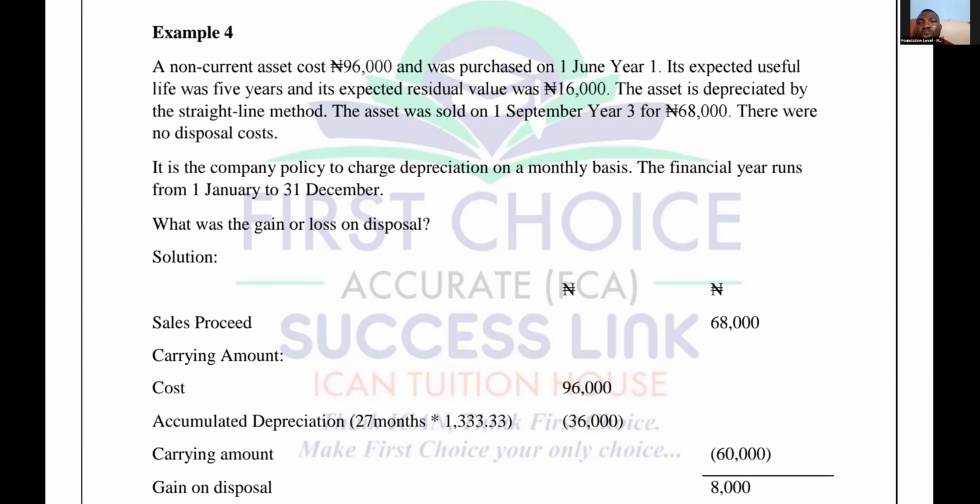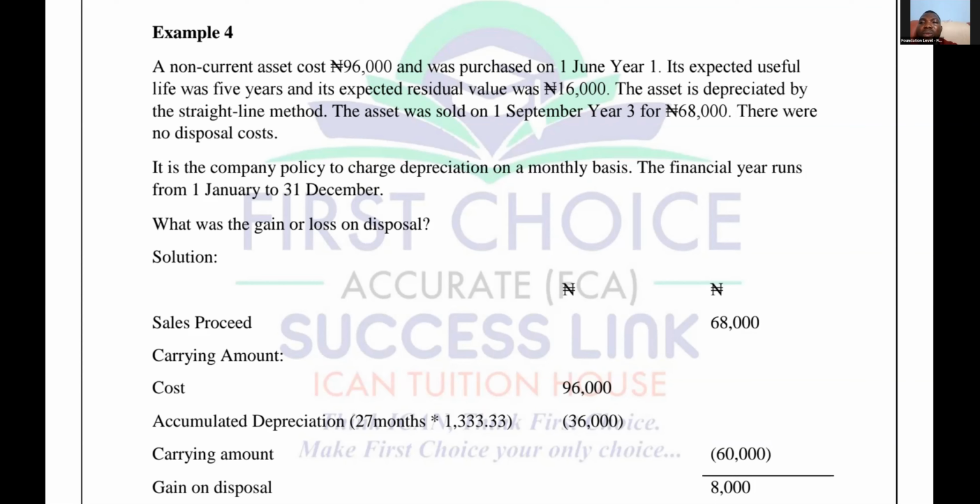Now in year 3, it was sold on 1st September. So it means that the month before September is where we are going to end our computation. So it will be from January to August. How many months do we have from January to August? That should give us 8 months. Now, 8 months plus 19 months. The first year is 7 months, the second year is 12 months, the third year is 8 months. The addition of these 3 will give us 27 months.